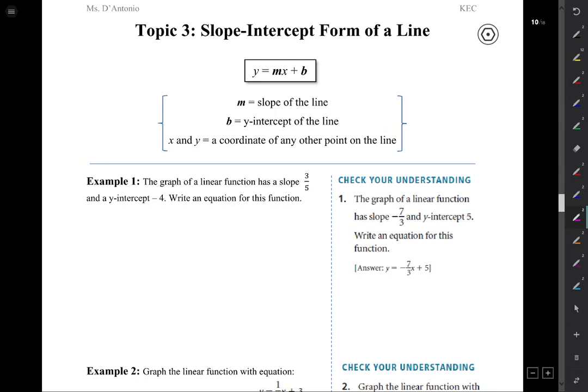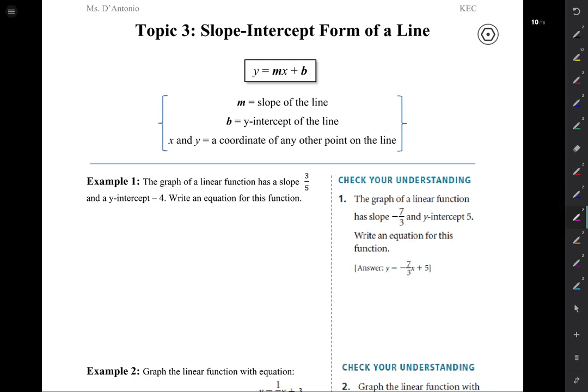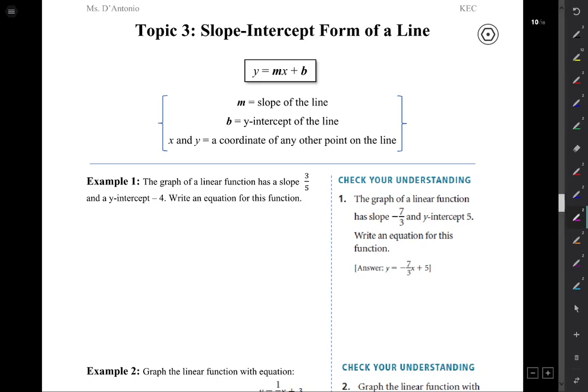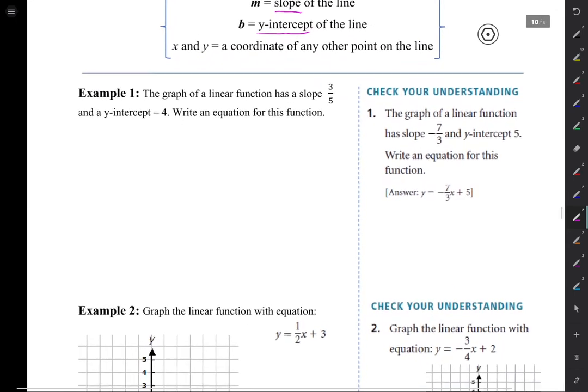We have that m is the slope of the line. We have b is the y-intercept of the line. And then x and y are a coordinate point of any other point on the line. So you can input any single coordinate into those x and y values and the equation will stay true. Now, this is why it's called slope-intercept form, because we have the slope in the equation as well as the y-intercept. So let's start working with this one here.